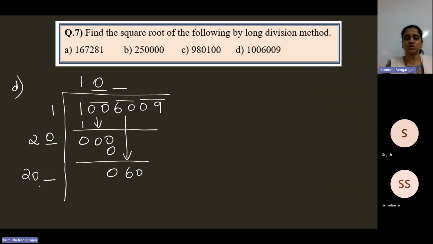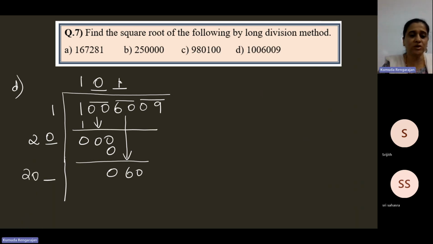One itself is too much. 201 into 1, because if you place 1 here, you must place 1 here also, and you'll have to find this product, 201 into 1, which is 201. But the number we have here is 60. So 1 itself is too much.